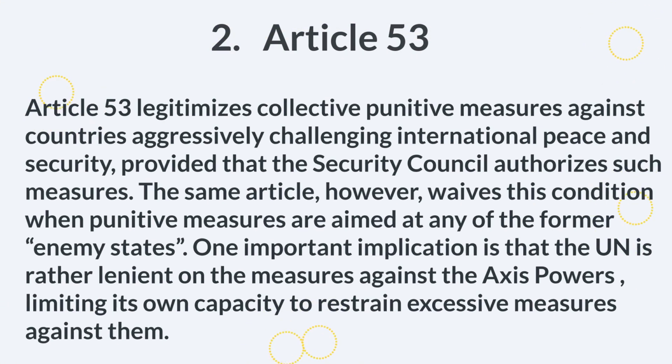2. Article 53. Article 53 legitimizes collective punitive measures against countries aggressively challenging international peace and security, provided that the Security Council authorizes such measures. The same article, however, waives this condition when punitive measures are aimed at any of the former enemy states. One important implication is that the UN is rather lenient on the measures against the Axis powers, limiting its own capacity to restrain excessive measures against them.